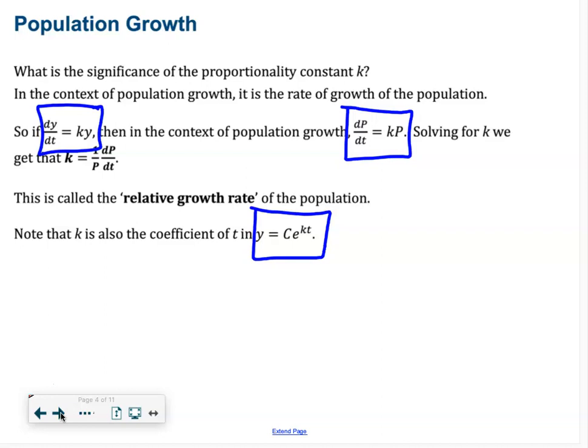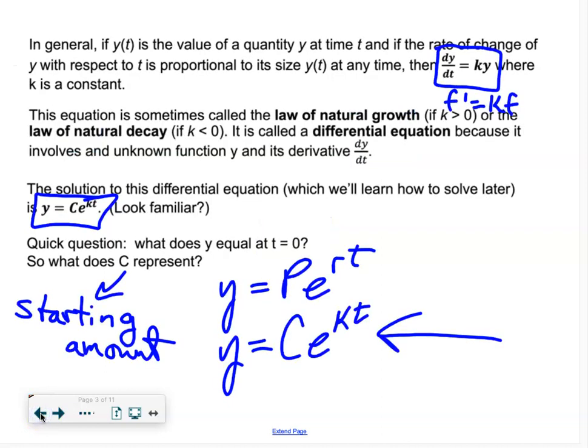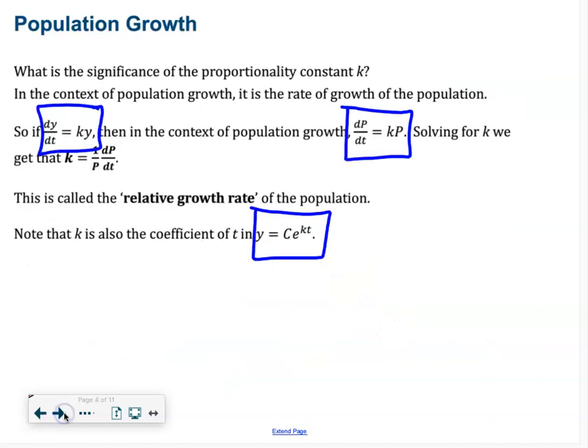Now, if you line them back up, so here we had Pert and we had Ce^(kt). We just said that C represents your starting amount. What does k represent? What does r stand for? Rate. k is your growth rate, right? Your rate of growth or your rate of decay. So whatever your rate of growth or rate of decay is, that's k. In populations, you'll see in your homework, they'll call it the relative growth rate. That's just fancy talk for k.